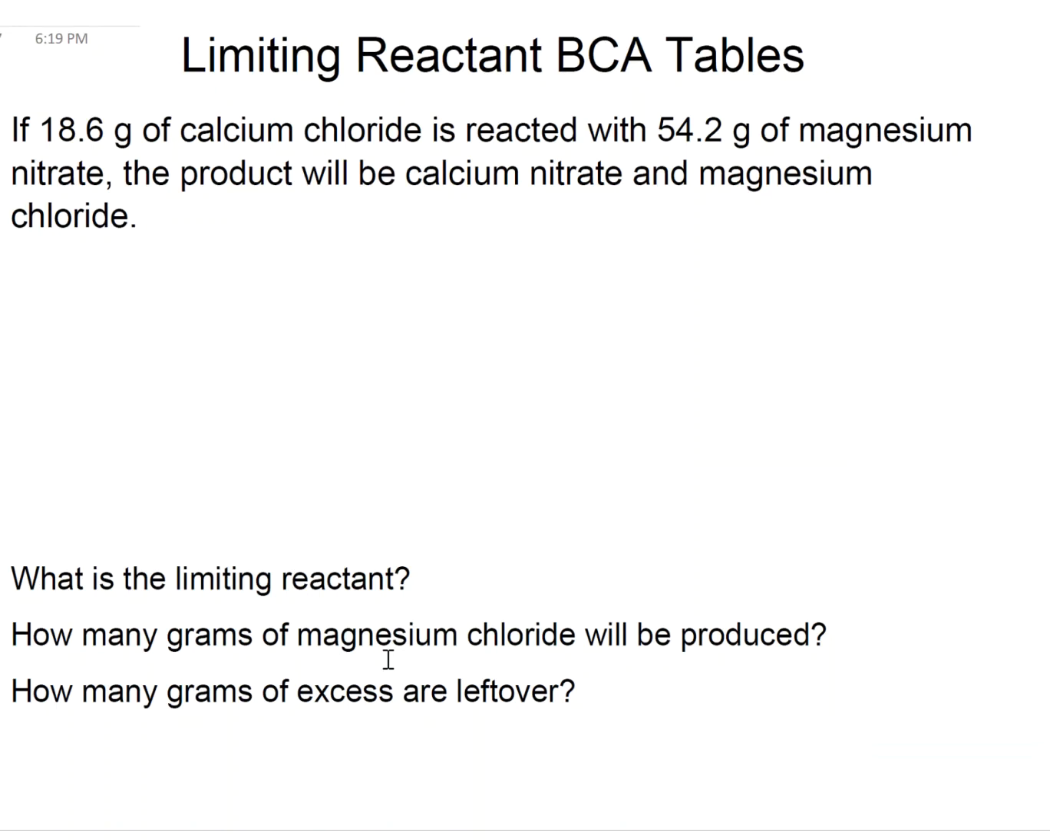Now that you've had the opportunity to try a limiting reactant BCA table on your own, we'll go through the answer to this question together. To start off with, I want to let you know that on your test, you can expect two limiting reactant BCA table problems. One where I provide you a starting number of both reactants in moles, and I ask for your answers to be in moles, and then a second question that is in the same format as the one you see before you, where I give you your starting numbers in grams, and then I ask for your final answers to be in grams as well.